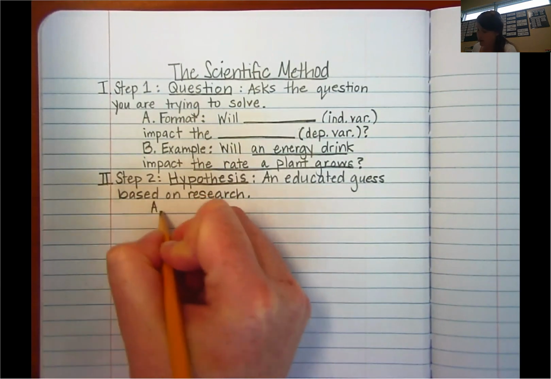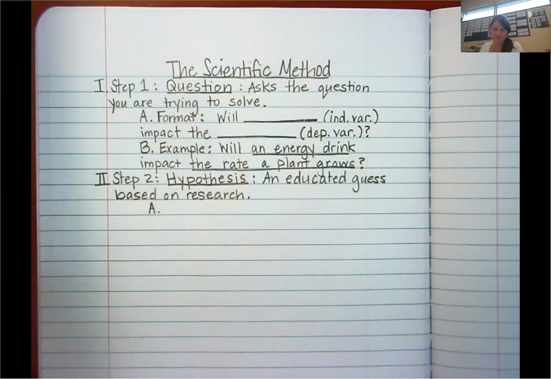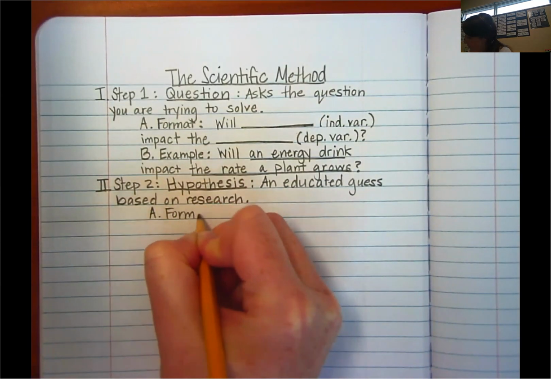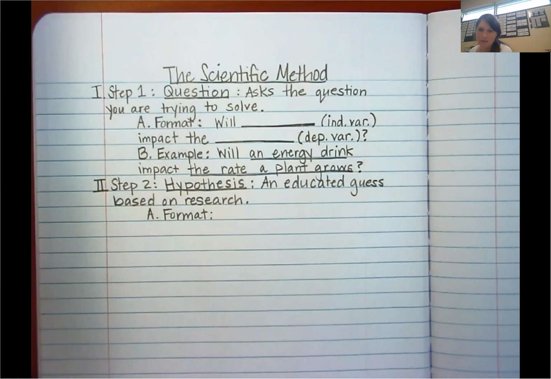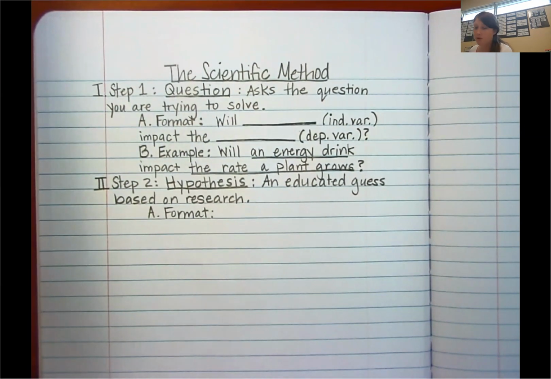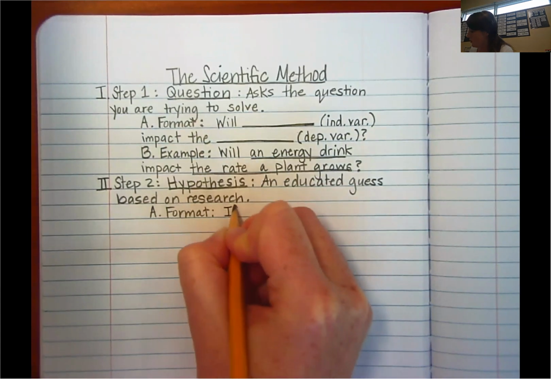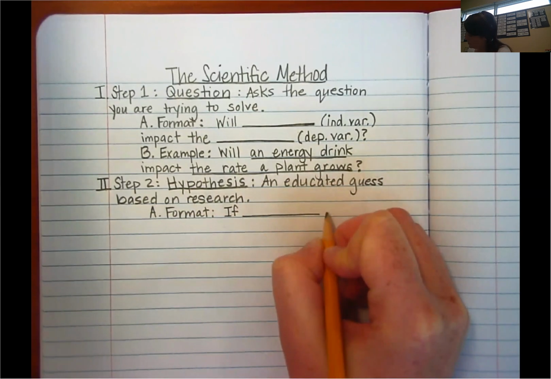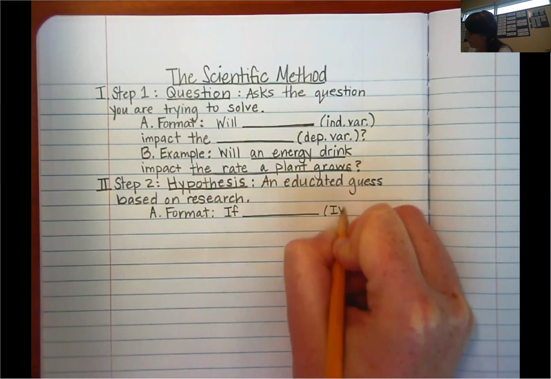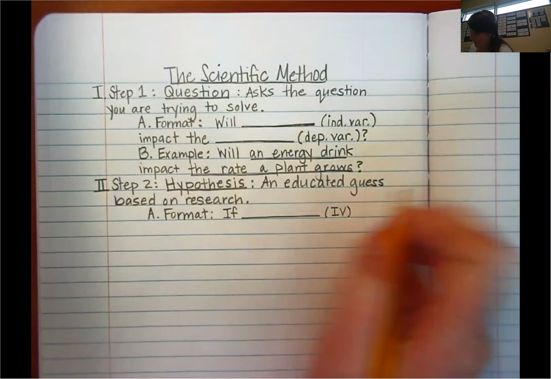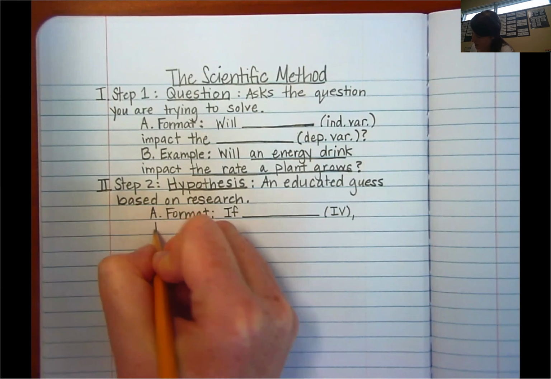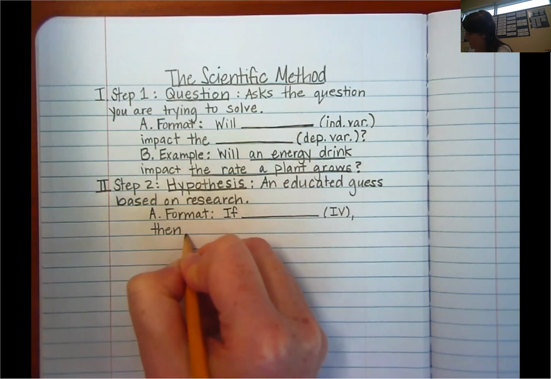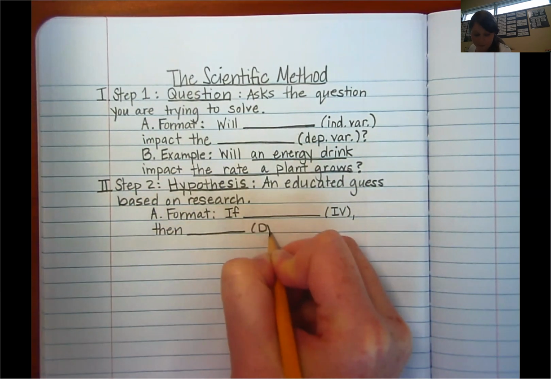Our first sub-bullet here is going to be the format. So the format for a hypothesis is an if-then statement. You've probably heard that before, but I'm going to add a third component that you may or may not have heard. So if blank, so this is usually the independent variable, if IV, then, not than, because we're talking about order here. If this, then blank, the DV.